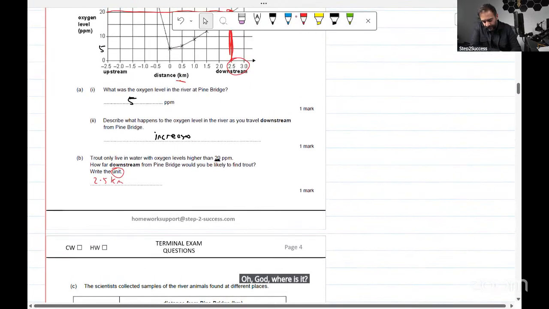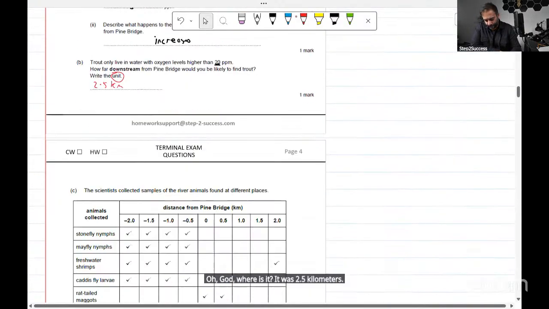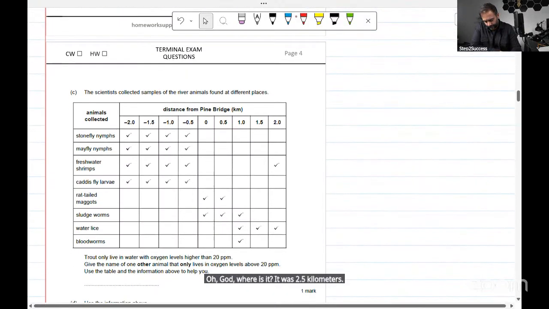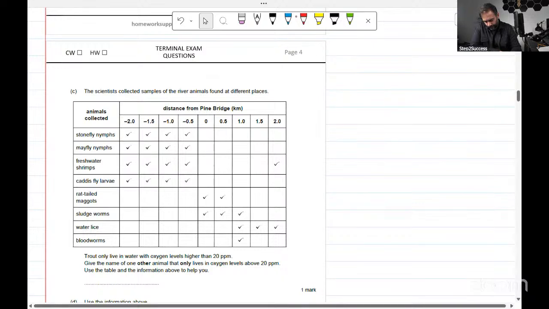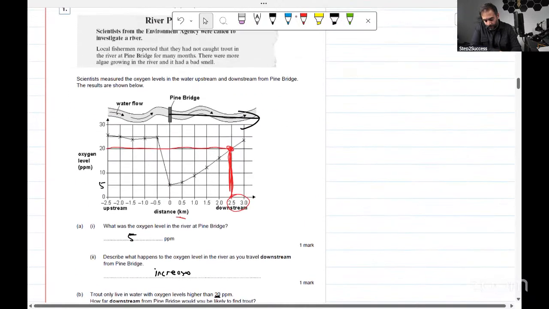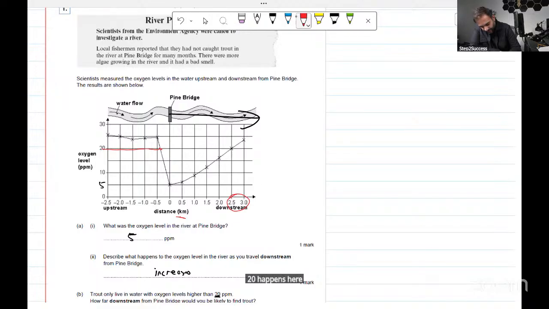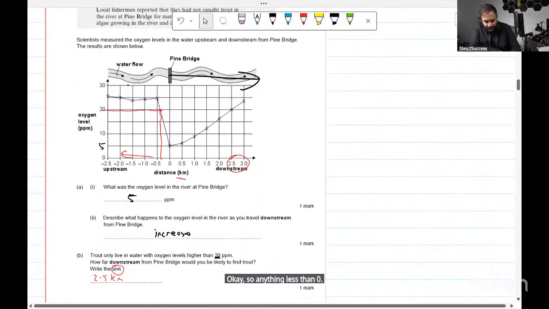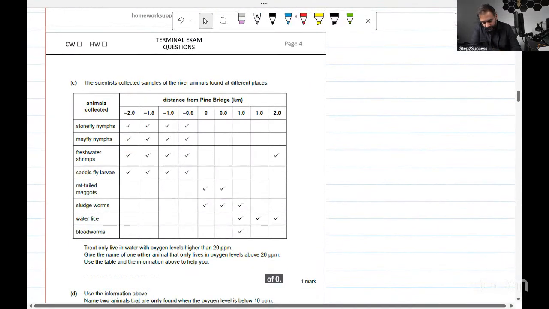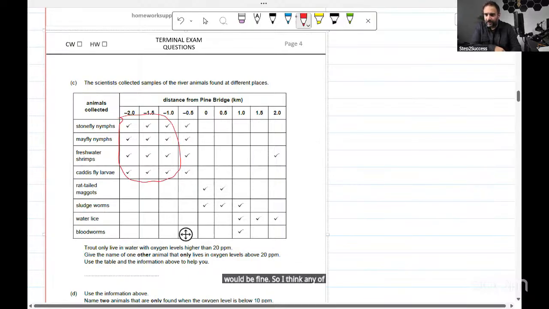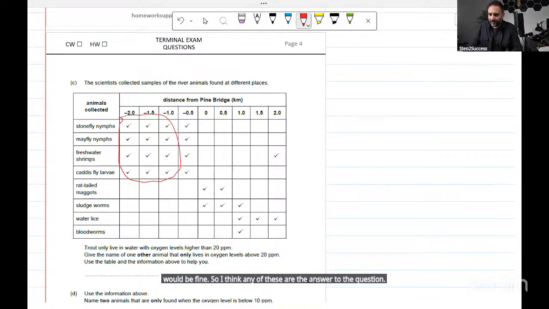It was 2.5 kilometers from the bridge. Oh, but on this side of the bridge, 20 happens here. Okay. So anything less than 0.5 or 0.5 minus 0.5 would be fine. So I think any of these are the answer to the question. Yes, stonefly nymphs, mayfly nymphs, caddisfly larvae.